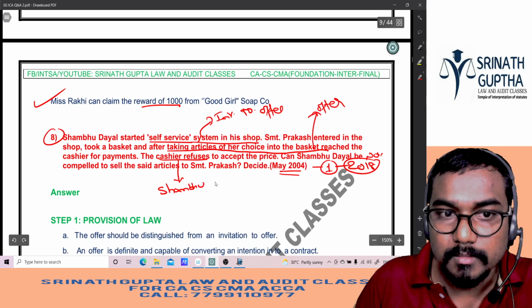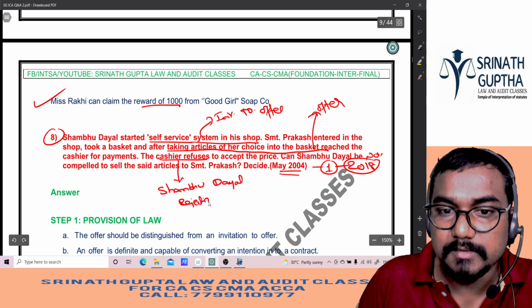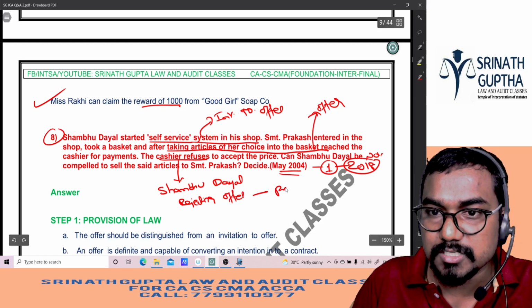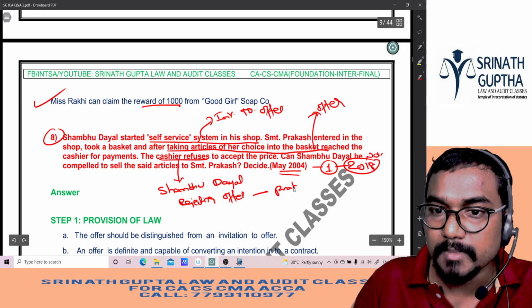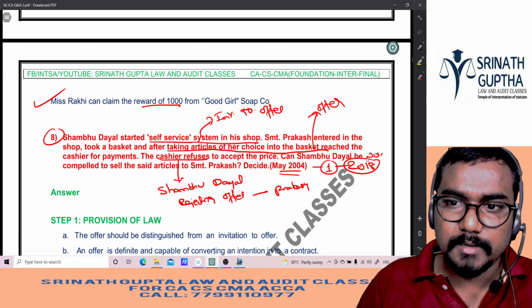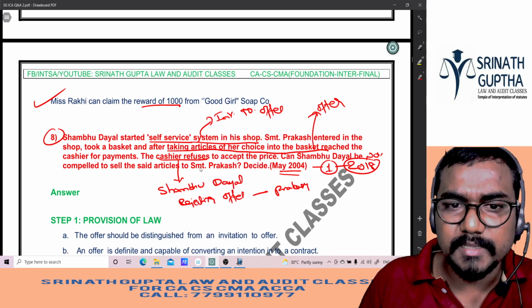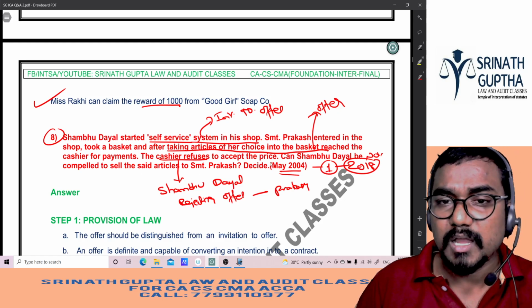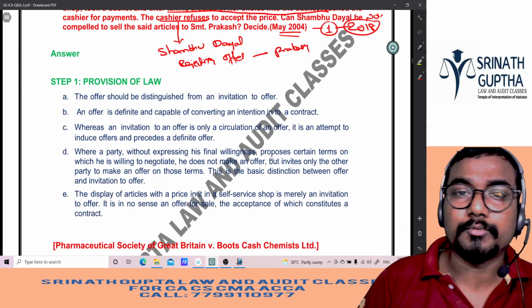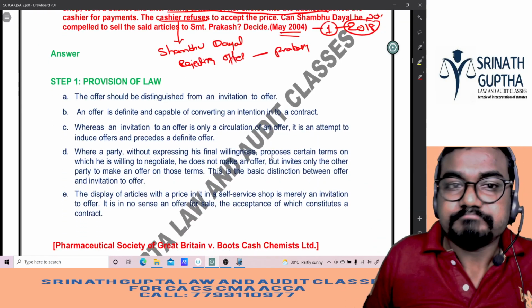Shambhu Dayal rejecting the offer. Rejecting the offer made by whom, beta? Srimati Prakash. She refuses to accept the price. Can Shambhu Dayal be compelled to sell the said articles to Srimati Prakash? No. How can we compel the seller to sell the goods? It is up to him whether to sell it or not.